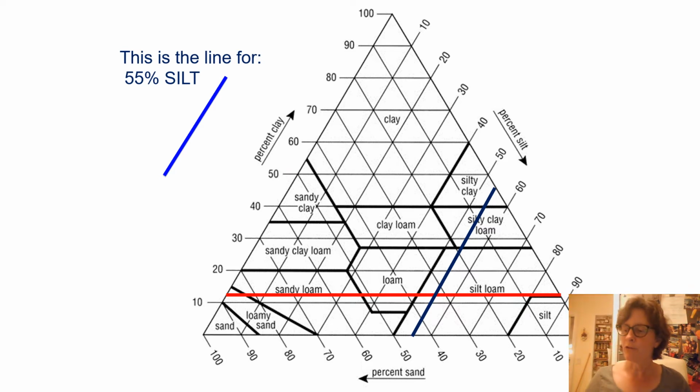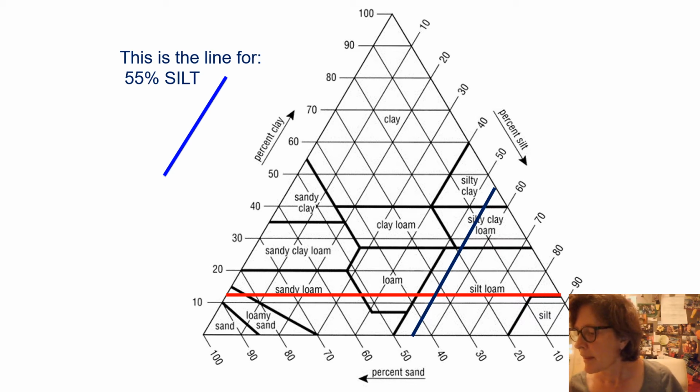Next, let's assume you determined you had 55% silt, and the silt is represented on the left side, goes from 0 at the top to 100% down at the bottom. And you would draw a line like this blue line that intercepts the silt line at 55%.